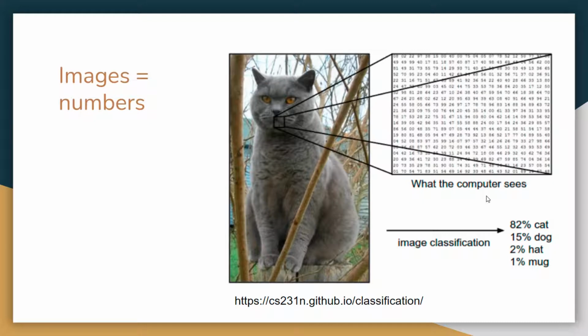So, the first thing to know about these networks is to understand that all images or time series are basically numbers. And since they are numbers, we can manipulate them with mathematical operations and then get to a certain classification. Is this a cat? Is this a dog? Is this a hat? Is this a mug? All by manipulating these numbers that are the basis of the different images.